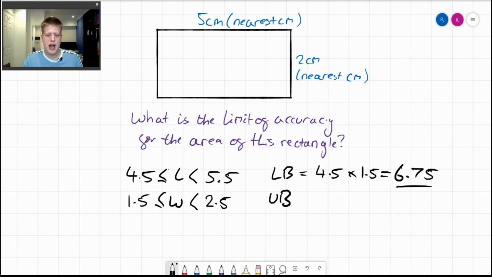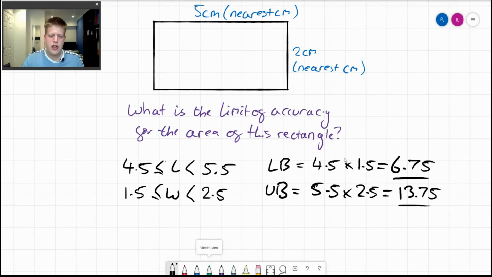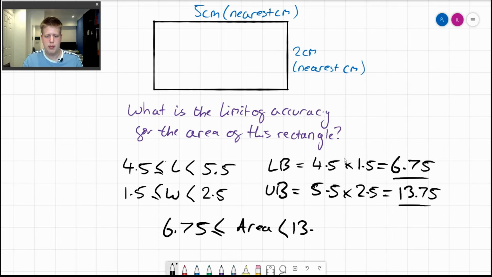The upper bound area will be the greatest two sides multiplied together. So the greatest the length can be is 5.5, the greatest the width can be is 2.5, multiply those together and you get 13.75. You can see how different those bounds are just from the upper and lower. Now that we've done that, we can finally write our limits of accuracy, which will simply be 6.75 is less than or equal to the area, and that will be strictly less than 13.75.